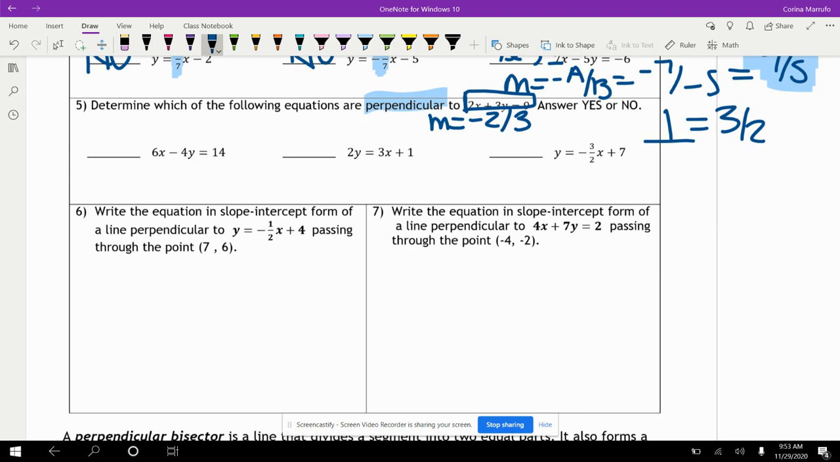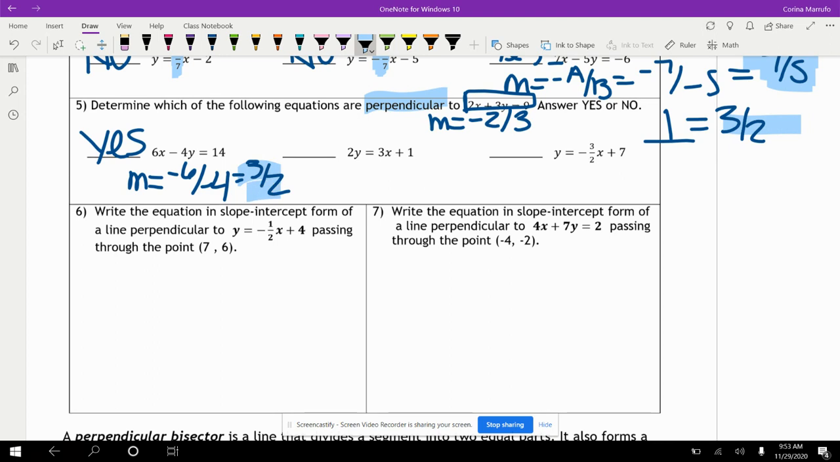So on this first one, we're going to have to use our formula m equals -a over b, so -6 over -4. -6 over -4 is going to simplify as 3 over 2. Okay, and yes, this is what we're looking for. Yes, this is a perpendicular slope. Okay, because these matched up.